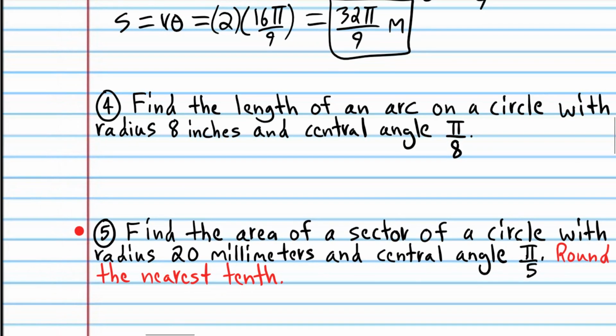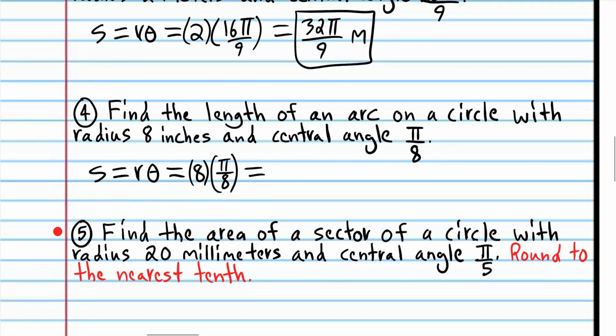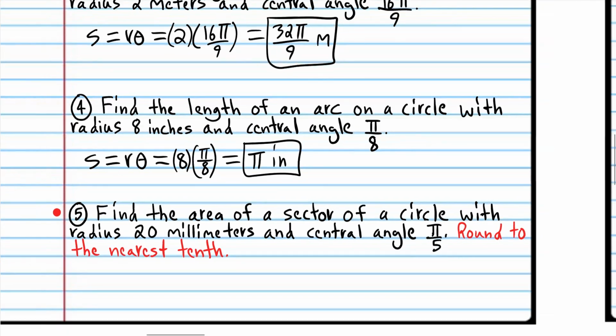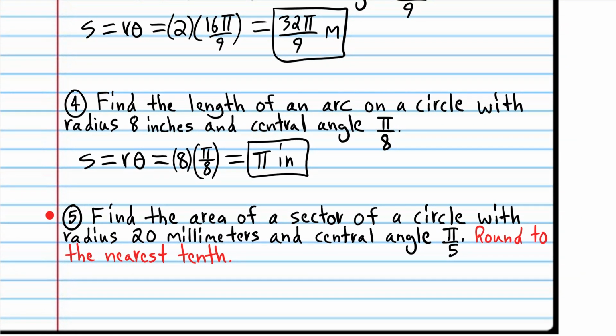Alright, we're back. So the arc length is r theta. R, the radius, is 8 inches, and theta is pi over 8. Again, this formula only works if theta is in radian units. If you write theta in degree units, it does not work. So we have pi inches. So there you go. Because the 8's canceled out. So if you got that right, good.